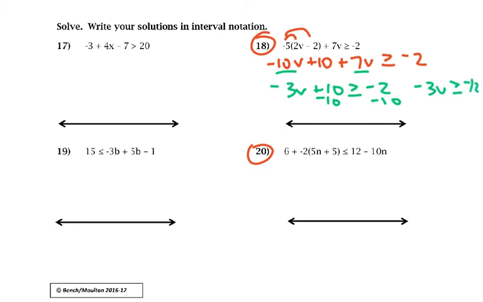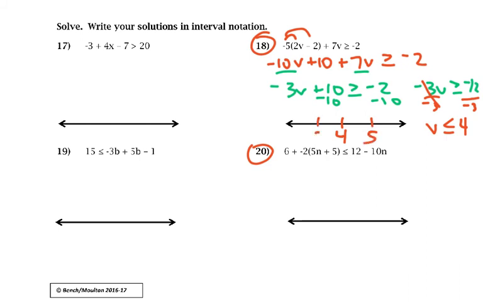Now you're not flipping a sign here because you're just subtracting. You didn't multiply or divide both sides by a negative. But the next step, we're going to divide by negative 3. And now I'm dividing both sides by a negative, so now I am going to flip my sign. Negative 12 divided by negative 3 is 4. So when I graph this, I'm going to have a 4 right here.